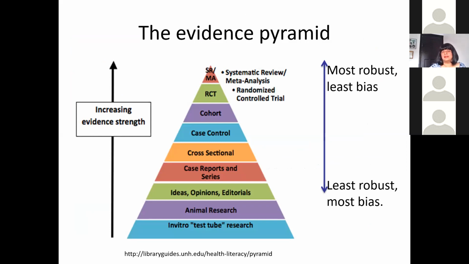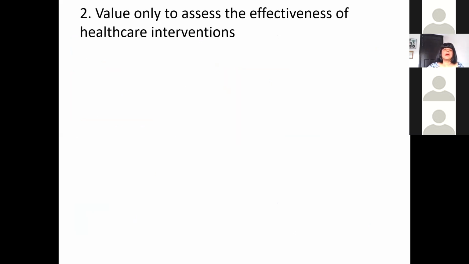So this evidence pyramid just shows you different types of studies and which ones are most robust compared to the ones that are weak. Now, the second point is value only to assess the effectiveness of healthcare interventions. Well, currently, I know across Cardiff University, there are various schools who've got nothing to do with healthcare. They're involved in doing systematic reviews.